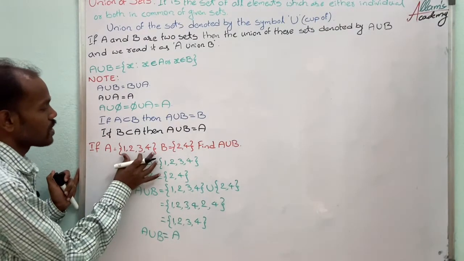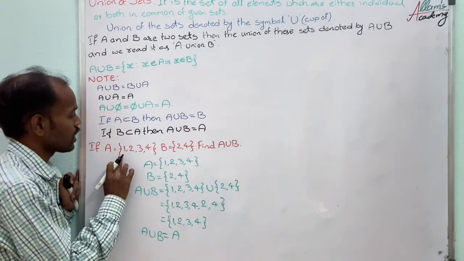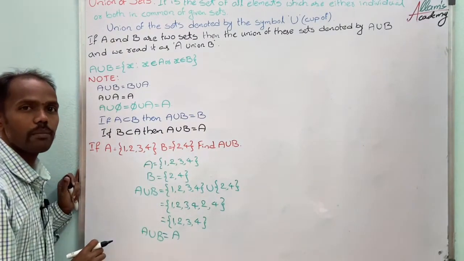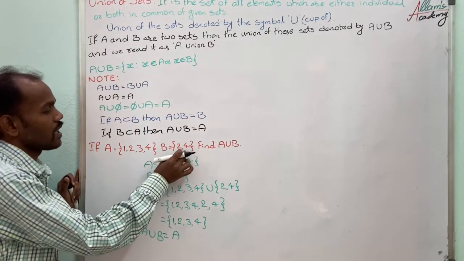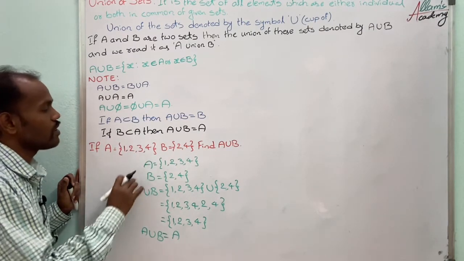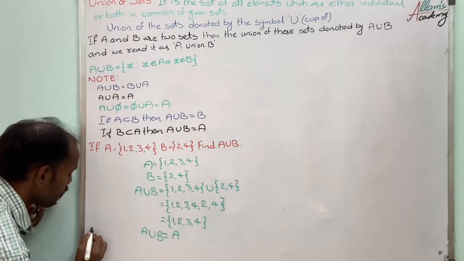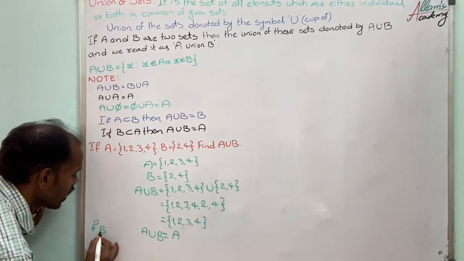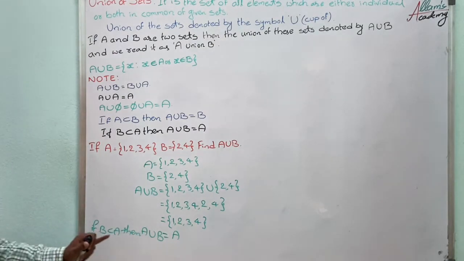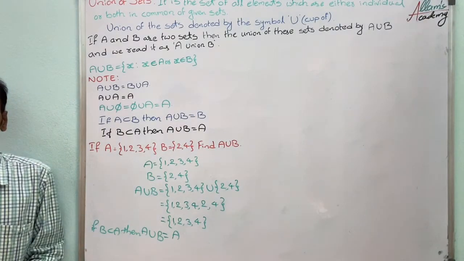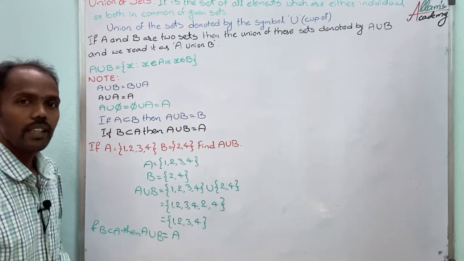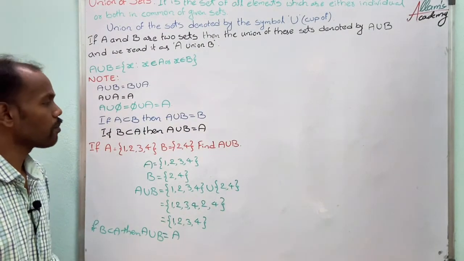Now if we observe the problem, the first set contained the elements 1, 2, 3, 4 and the second set contained the elements 2, 4. So all the elements of the second set are presented in the first set. So we say B is a subset of A. So if B is a subset of A, then A union B equals A. Now we observe the graphical representation, that means the Venn diagram, of this problem.